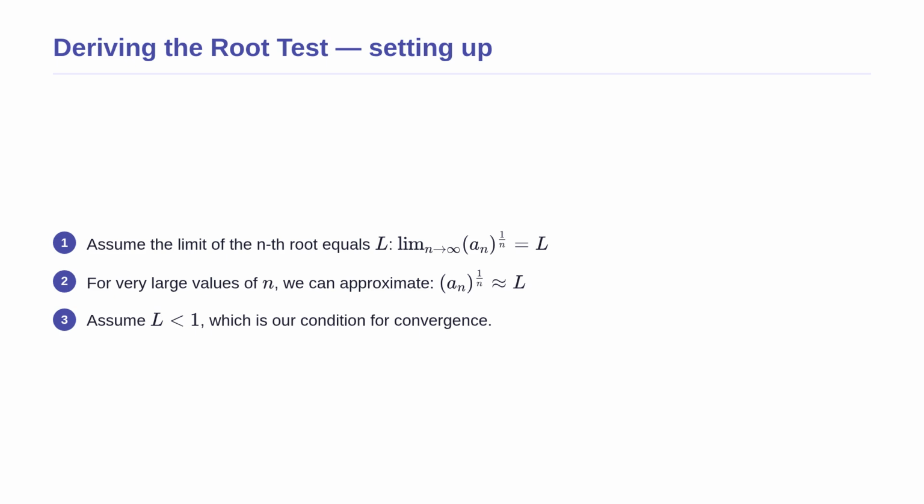We start with our basic assumption that the limit of the nth root of our terms equals some number L. By the formal definition of a limit, for very large values of n, we can approximate the nth root of our term as being roughly equal to L. This approximation is the crucial first step in our logical derivation.